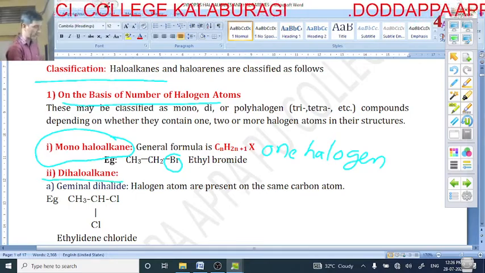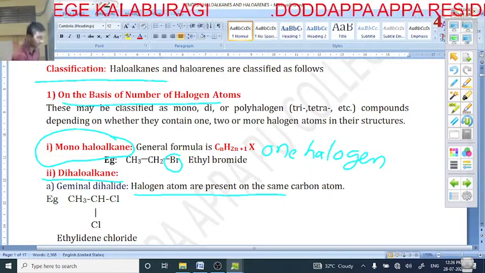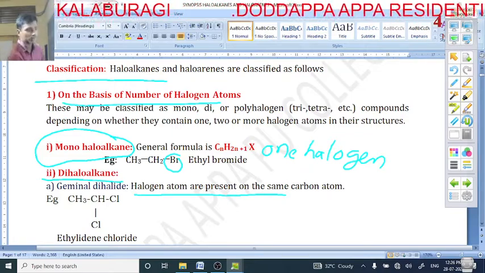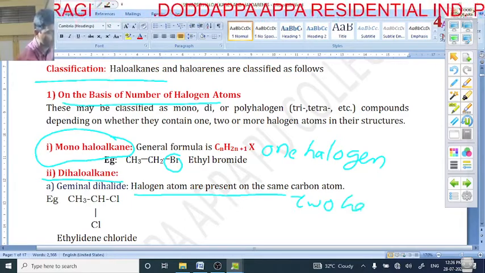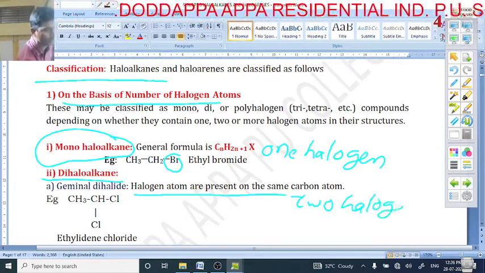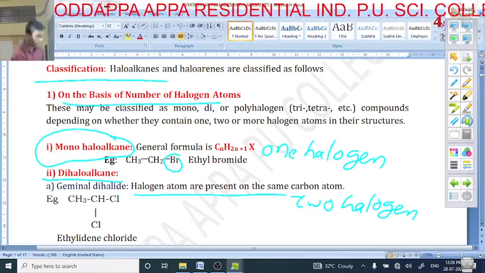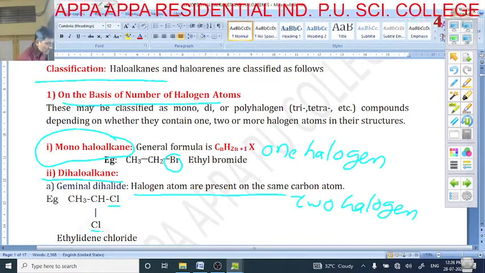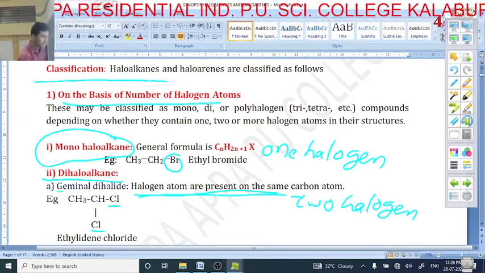The dihaloalkanes contain two halogen atoms. The two halogen atoms make it a dihaloalkane. When in this dihaloalkane the two halogen atoms are on the same carbon, the halogen atoms are present on the same carbon. So this is the special type.